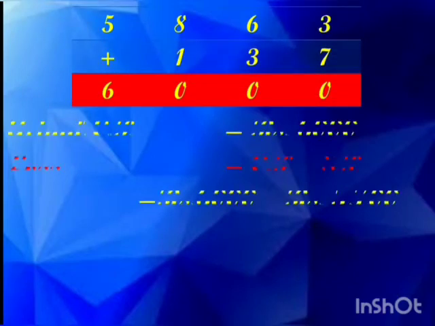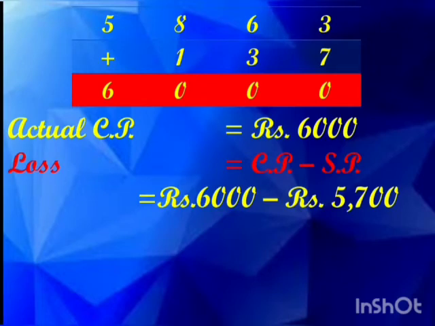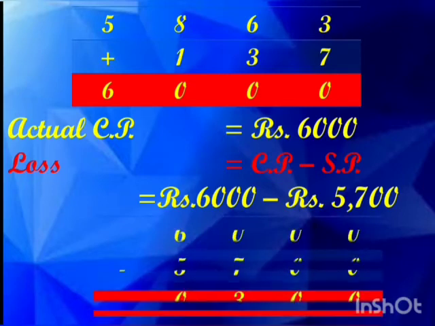Since we know that actual CP of an article equals CP plus overhead expenses, our actual CP is 5,863 rupees plus 137 rupees, which equals 6,000 rupees. Therefore, our actual CP is 6,000 rupees, and we know that loss equals CP minus SP. In this case, our CP is 6,000 rupees and our SP is 5,700 rupees. Therefore, loss equals 6,000 minus 5,700 rupees, which equals 300 rupees.